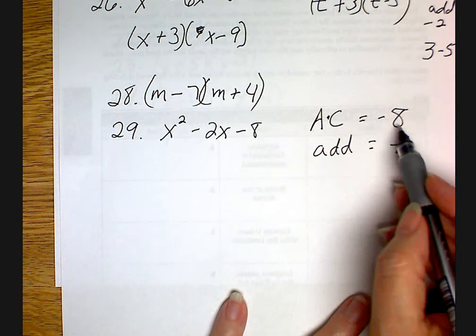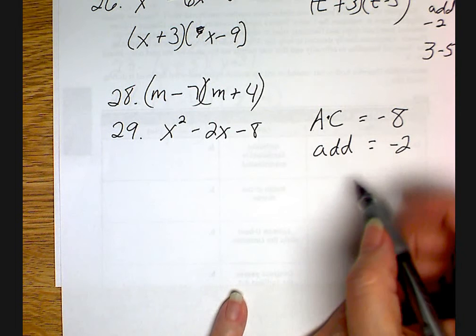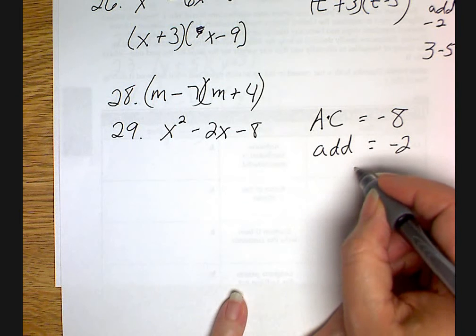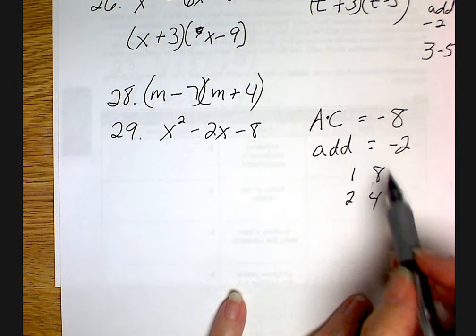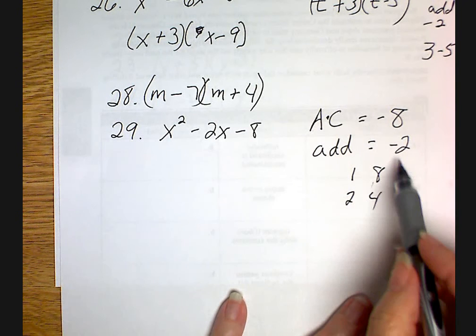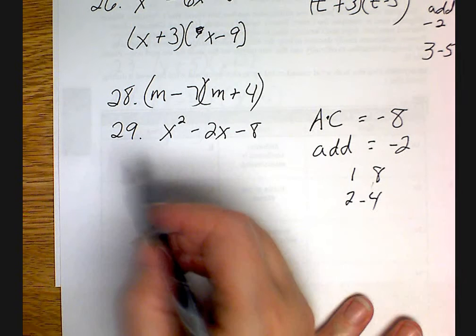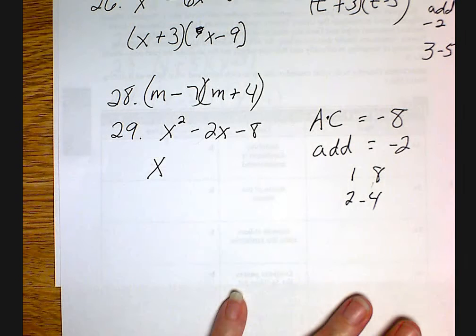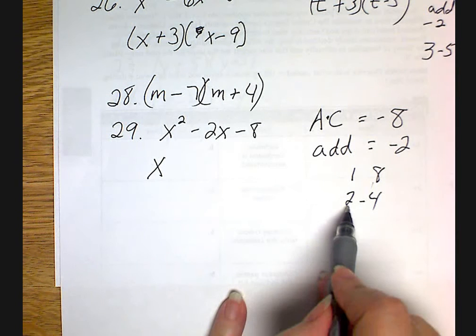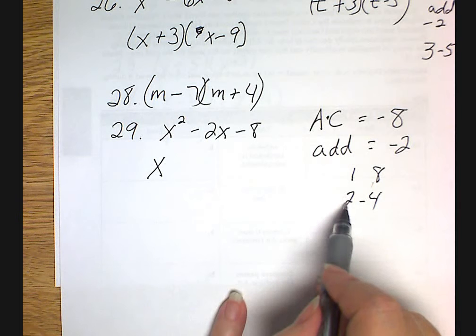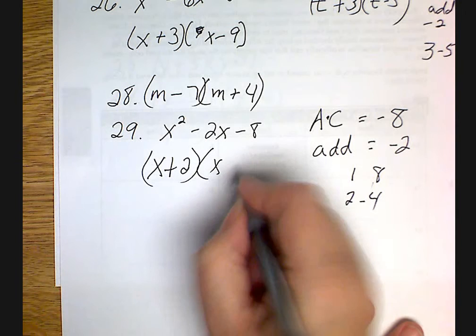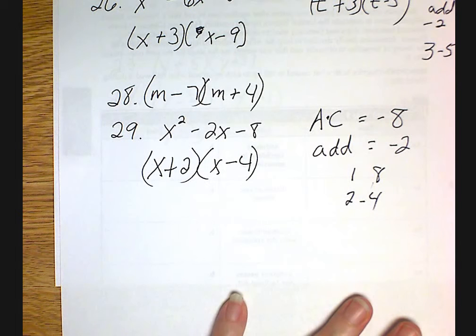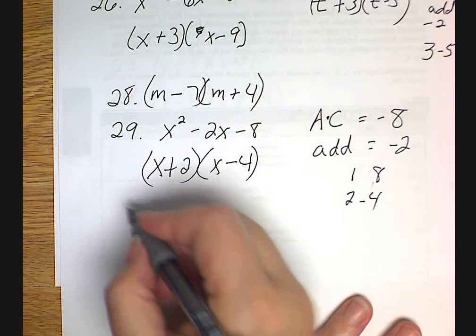So first of all, what numbers give me 8? I have 1 and 8, 2 and 4. And so what did you say? 2 and negative 4. So my answer is going to be x. Is this a positive 2 or negative 2? x plus 2 and then x minus 4. All right. 30.